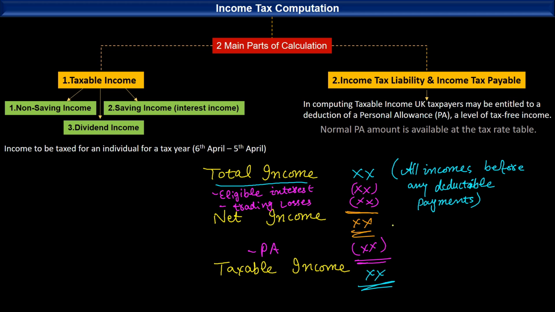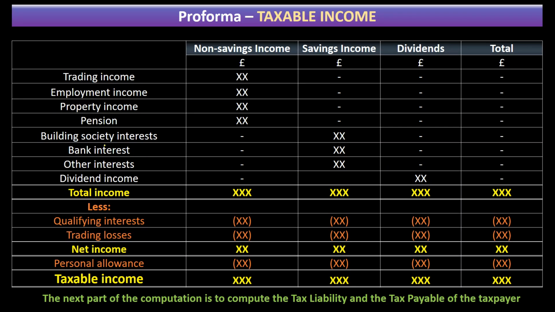Now, please remember one more point, that in many questions there will be no eligible interest or trading losses. So in that question, the total income will be your net income. Okay, so please remember this point. I am repeating this point again. If your question does not include any eligible interest or trading losses, then in that case, the total income will be your net income. And from that amount, we will deduct the personal allowance, and finally, we will get taxable income.